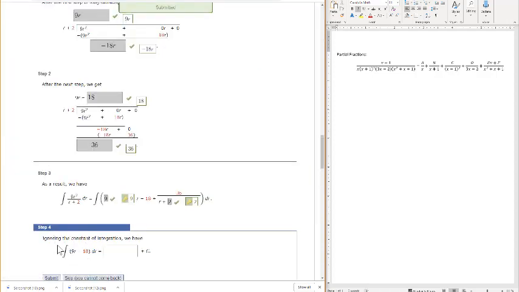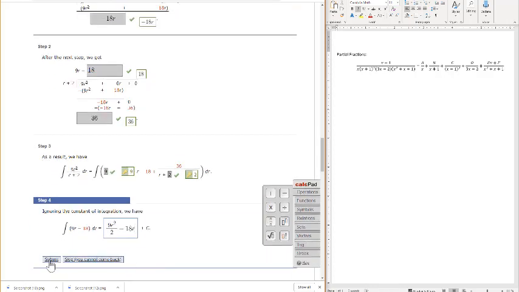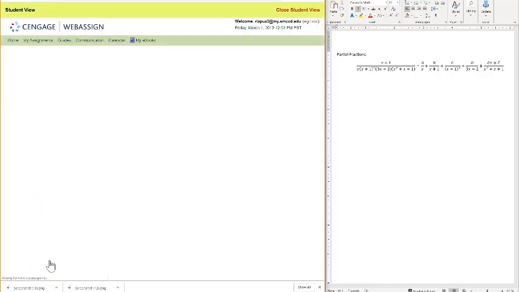It says ignoring the constant. So they're looking at 9r minus 18. Ignoring the constant of integration, the antiderivative of this is going to be 9r squared divided by 2 minus 18r. So we have that information.